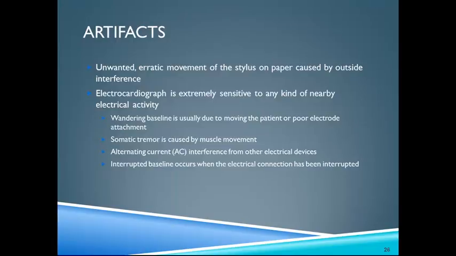Somatic tremor is caused by muscle movement from patients with either severe pain or Parkinson's disease. Alternating current, or AC, interference is from other electrical devices. Interrupted baseline occurs when the electrical conduction has been interrupted, such as an electrode falling off.